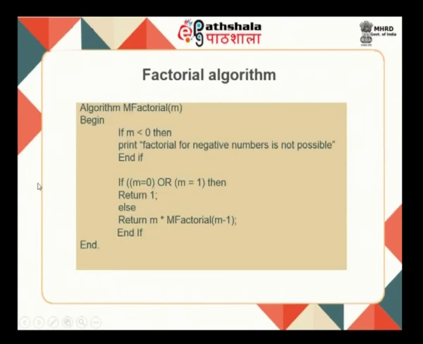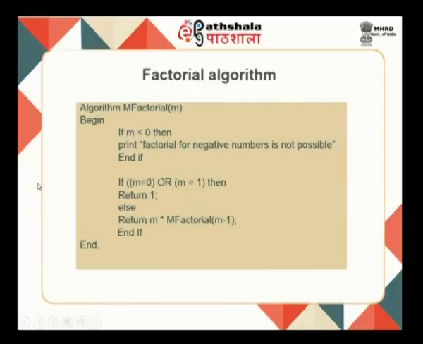So, this is the factorial problem. You can see very well how n factorial is equal to n into n minus 1 factorial is implemented in the form of an algorithm. It takes the value of m. If m is less than 0, then factorial of a negative number is not possible. If it is 0 or 1, factorial is going to be 1, otherwise it is going to be m into m minus 1 factorial. I am using the variable m instead of n as part of this algorithm.